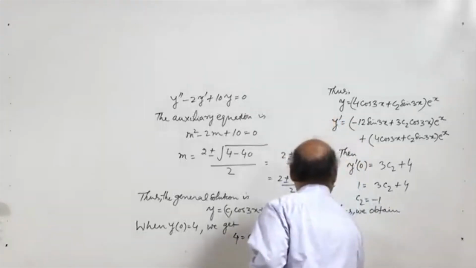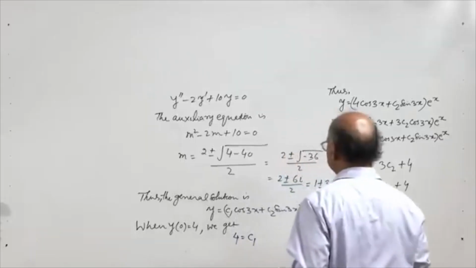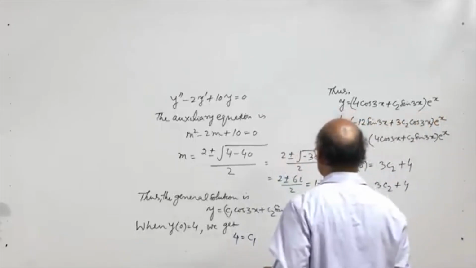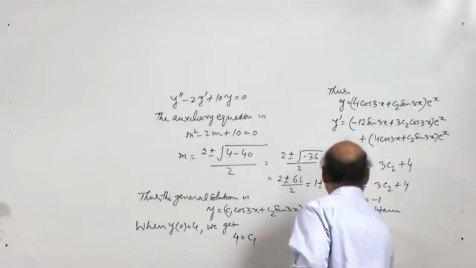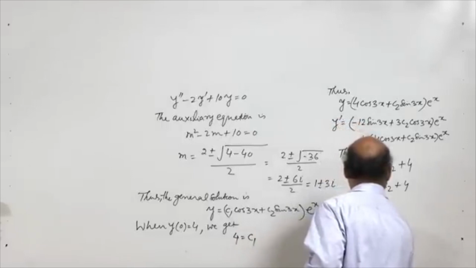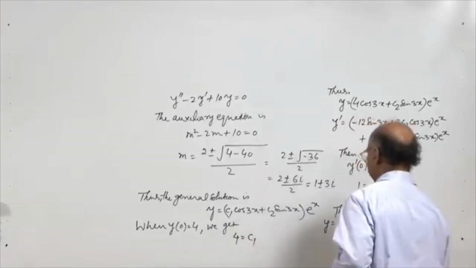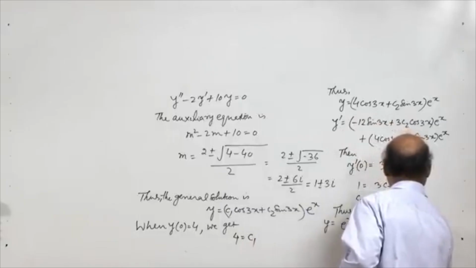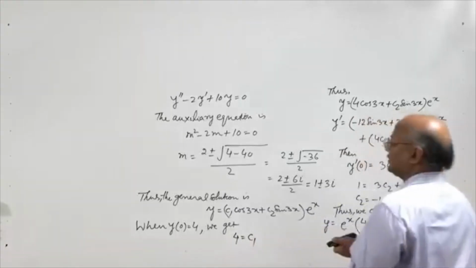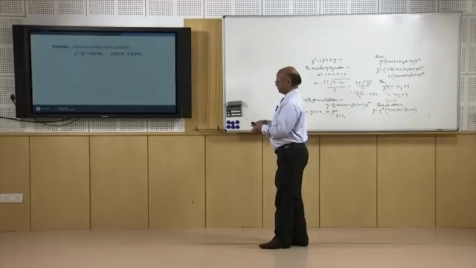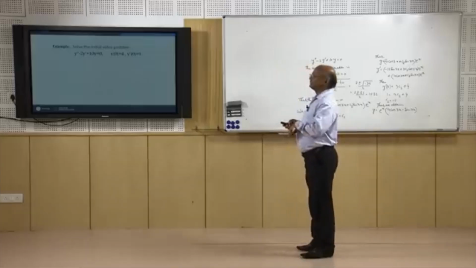y equal to, corresponding to the two initial conditions, we have got the values of the two arbitrary constants C1 and C2. So, this is e to the power x times 4 cos 3x minus sin 3x. So, this is how we find the solution of this initial value problem. Thank you.